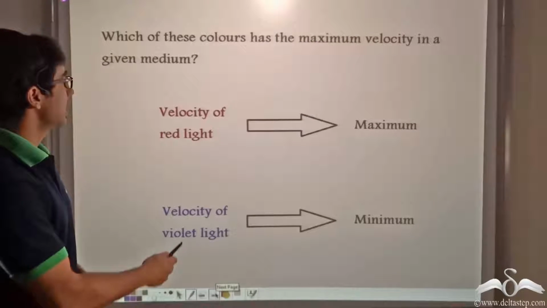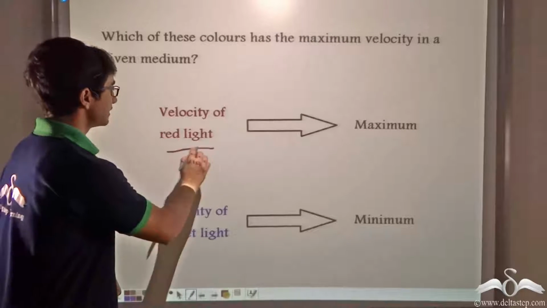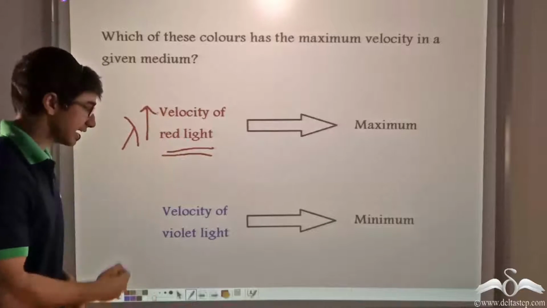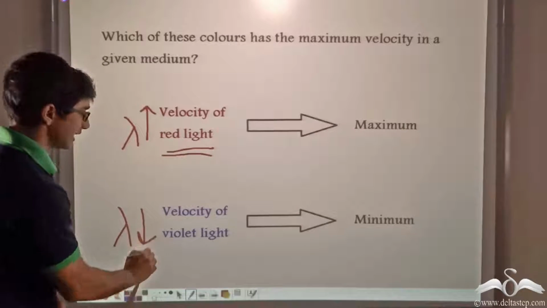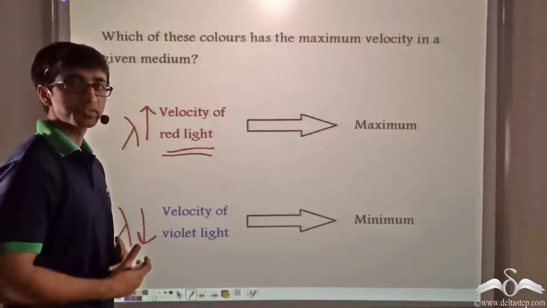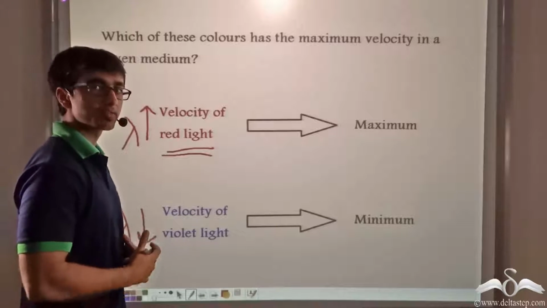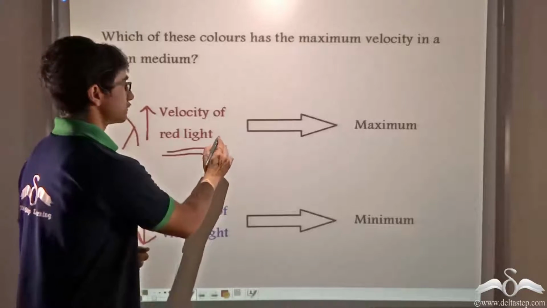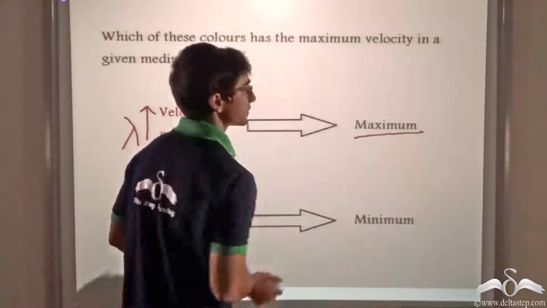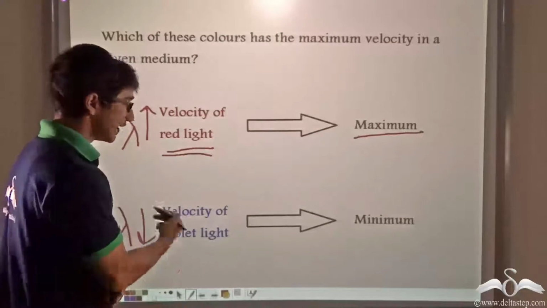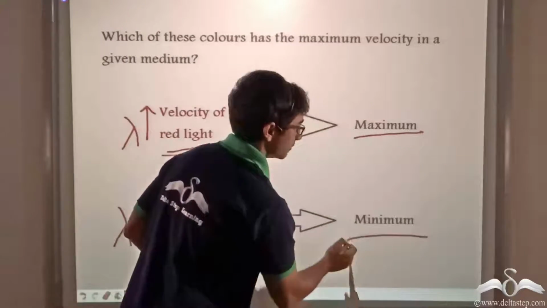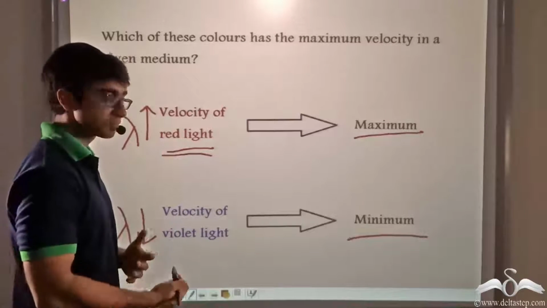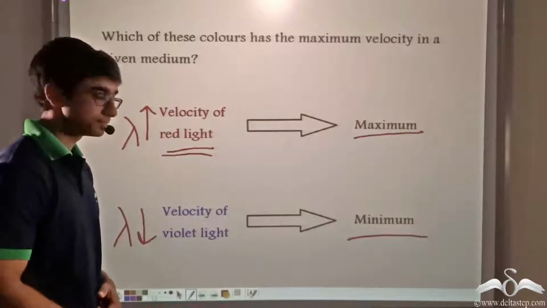Thus, as we can see, red light had a greater wavelength and violet light had a lesser wavelength. So for a constant frequency, whose speed or velocity do you think will be more? Obviously, the velocity of red light will be maximum and the velocity of violet light will be minimum. Why? Because the wavelength of red light is more than that of violet light.